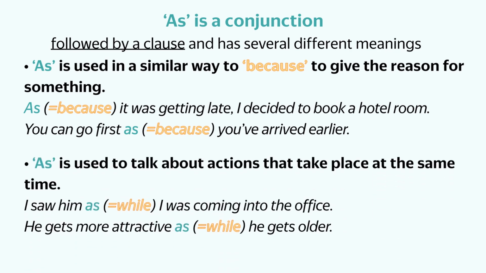"As" is used to talk about actions that take place at the same time. For example, I saw him as I was coming into the office. He gets more attractive as he gets older.